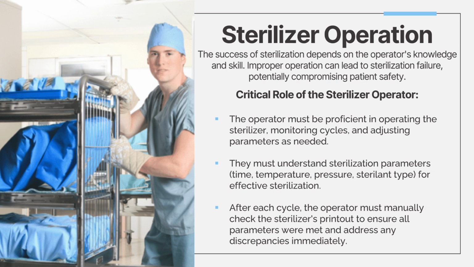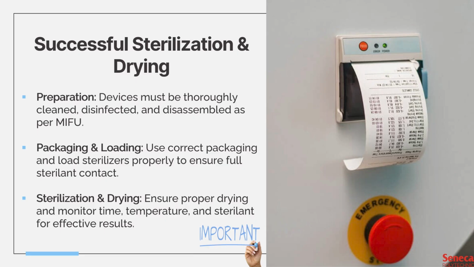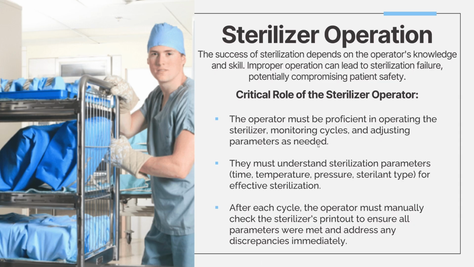So during each cycle, the operator needs to closely monitor the process. After completion, reviewing the sterilizer's printout or cycle report. So this is what we call a printout. So our cycle report is essential to confirm that all parameters were met. If any deviations or errors appear, the operator must act immediately, either by repeating the cycle or troubleshooting the cause. This attention to detail helps prevent the risk of contaminated instruments reaching patients, thereby ensuring safety and compliance with standards.